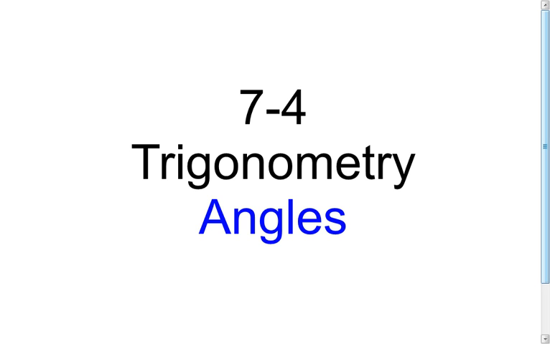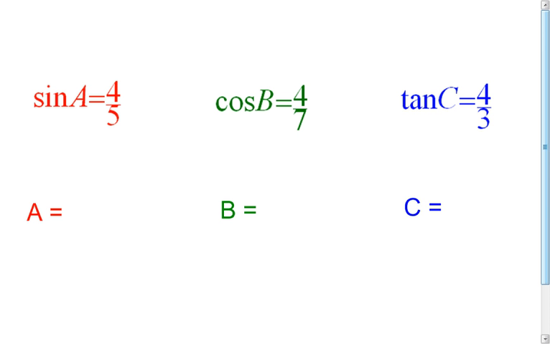In this lesson I'm going to look at trigonometry again, but this one I'm going to focus more on angles and finding the measures of angles in right triangles. Before we get there, I want to look at how we can find the value of A. We have this equation of sine of A equal to 4/5. We need to solve it.